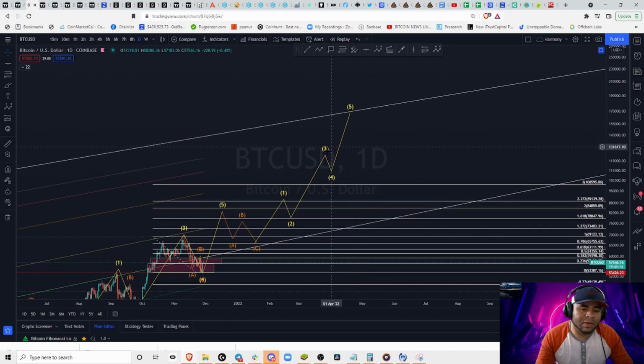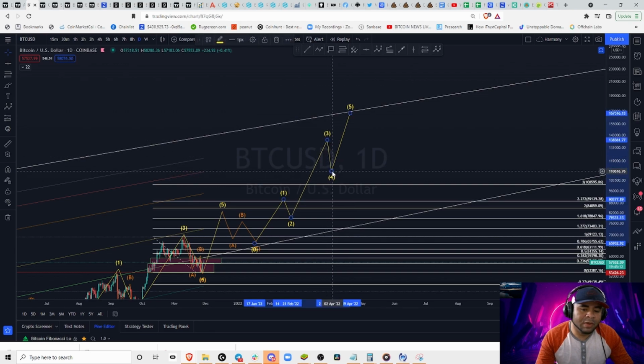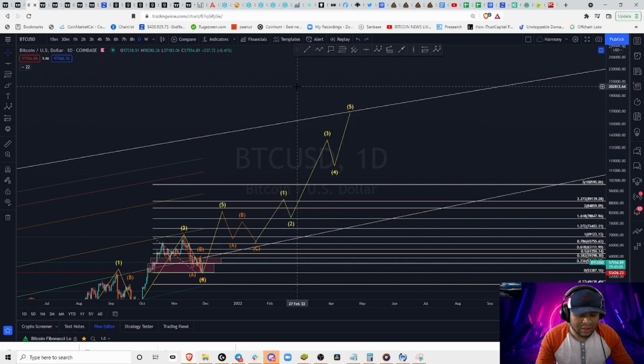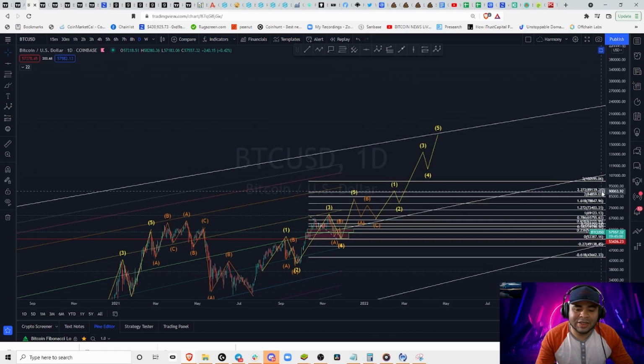And that blow off top, guys. The 3 could be all the way up here. Never know. Don't say I'm calling for 167K Bitcoin. I don't know where the top is, guys. You know, it could be 167K. If it goes out longer, it could be 170K. But I can tell you this.